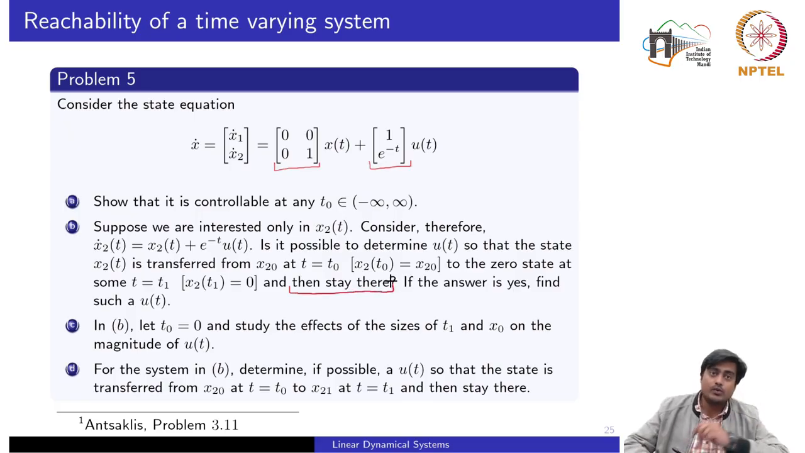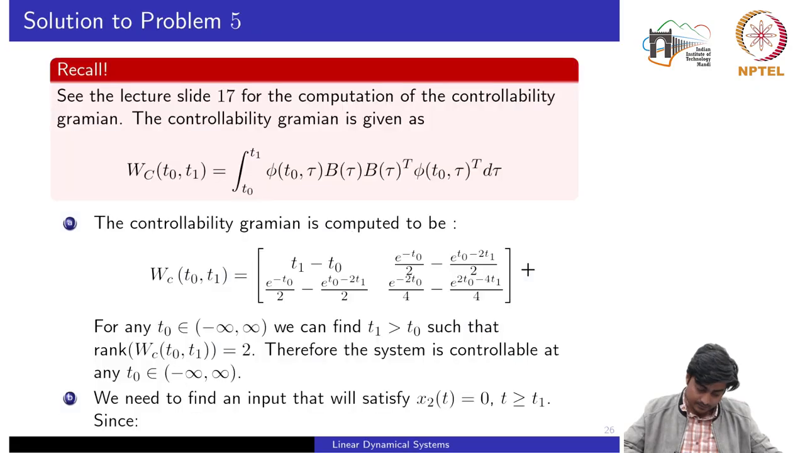If you recall the previous problem, when we computed the control input, we ensured that during that time the states would reach towards 0, but it was not possible to guarantee that the states will stay at 0. But here we need to design a control input and ensure that once it reaches the origin, the state would stay at 0 afterwards. So if the answer is yes, find such a u of t. So let's see.